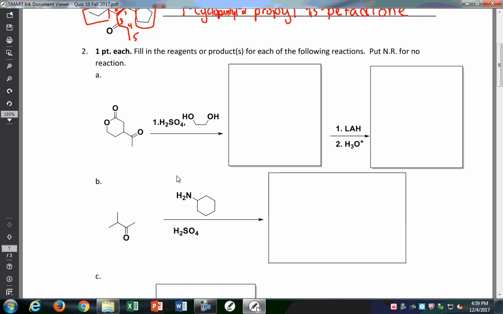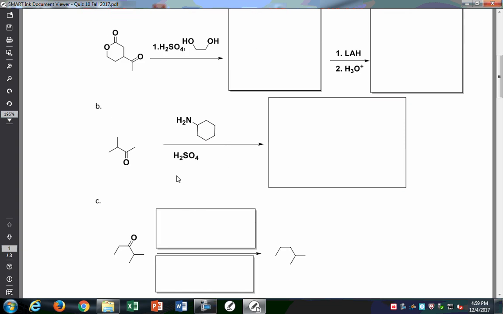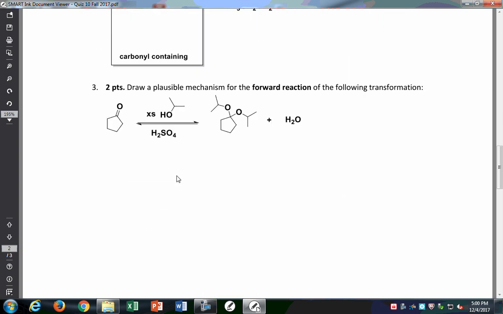So can you add the H2SO4 first, then? The H2SO4 is just protonating the oxygen of the ketone to make it more reactive. We're going to look at that mechanism over here. It's pretty much the same mechanism, except in the one above, the diols are connected. Here they're not connected. But it's the same mechanism.